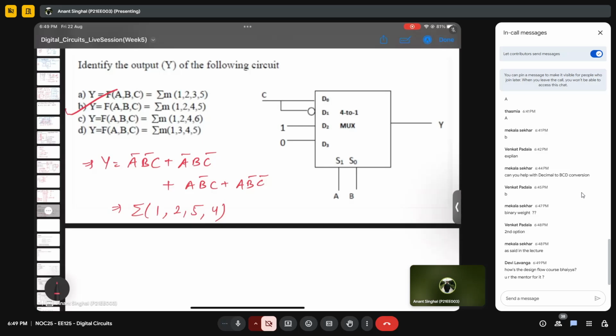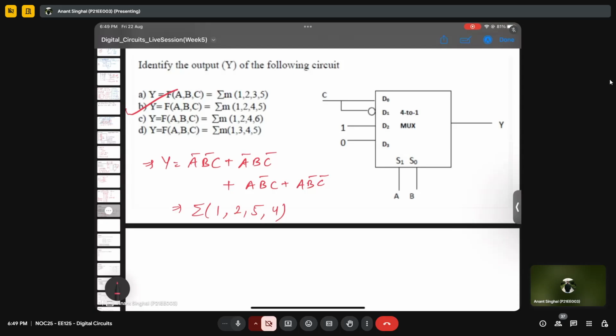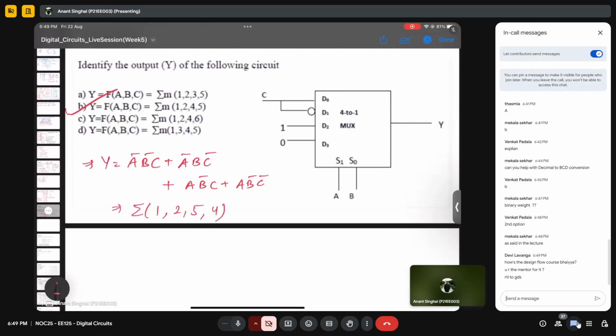How's the design flow course? I'm not aware about it. Uh, no, I'm not the mentor of that. Yeah, RTL to GDS is actually a very good course for those who are aspiring for VLSI jobs. So that is what they basically ask in the interviews. So RTL to GDS is a good course. I think it is taken by Professor Sneh Saurabh, if I'm not wrong.